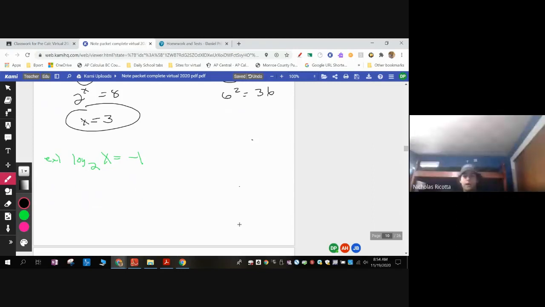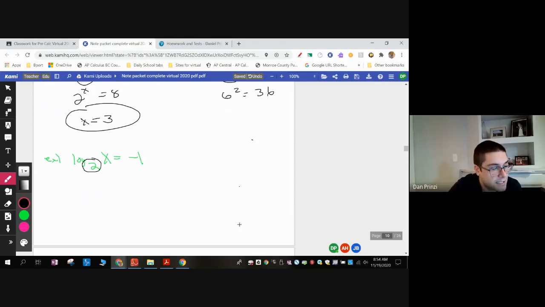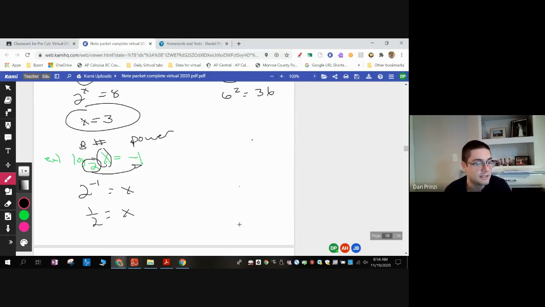Isn't it 2 raised to the 1/2? Almost, Nick. Base number power. So it's going to be, yeah, Sean, 2 to the -1 equals x. But then, Nick, 2 to the -1 is 1/2. So the answer is actually a half. Remember, this isn't a power, this is a number. It goes base number power. So it's saying 2 to the -1 equals x. So x is equal to 1/2.